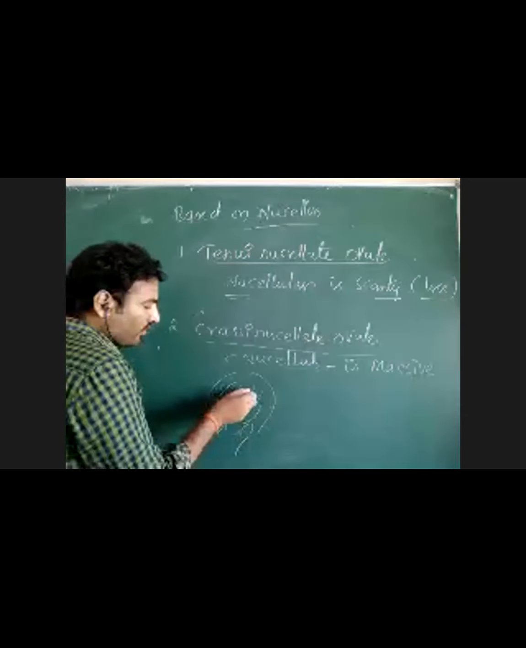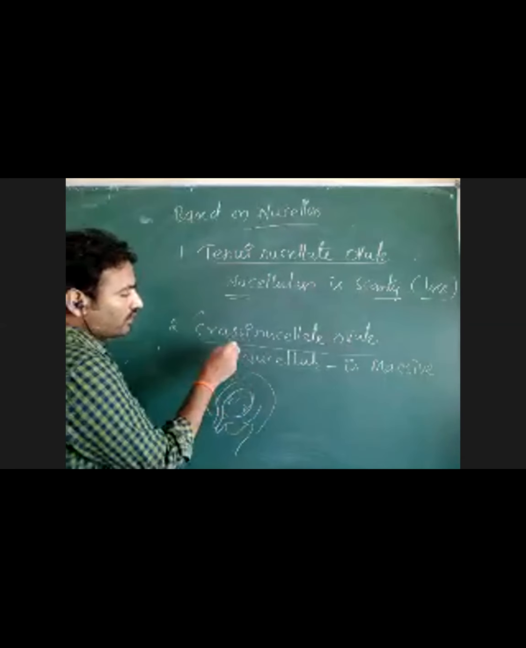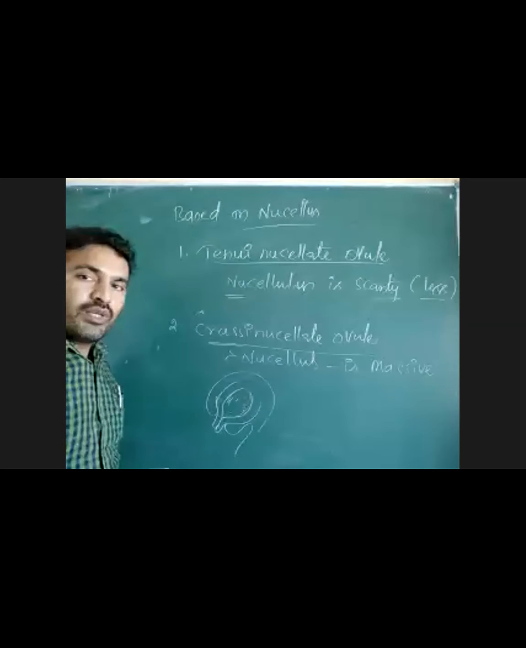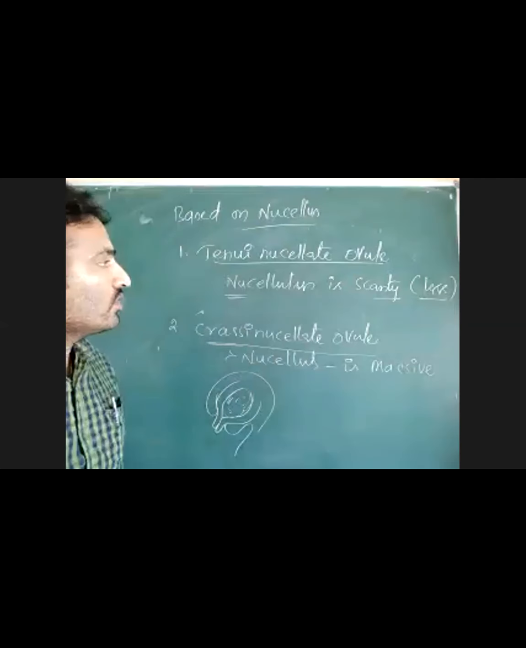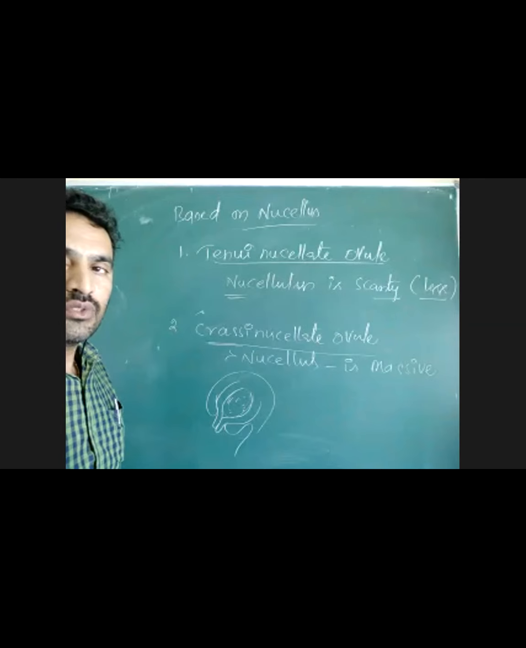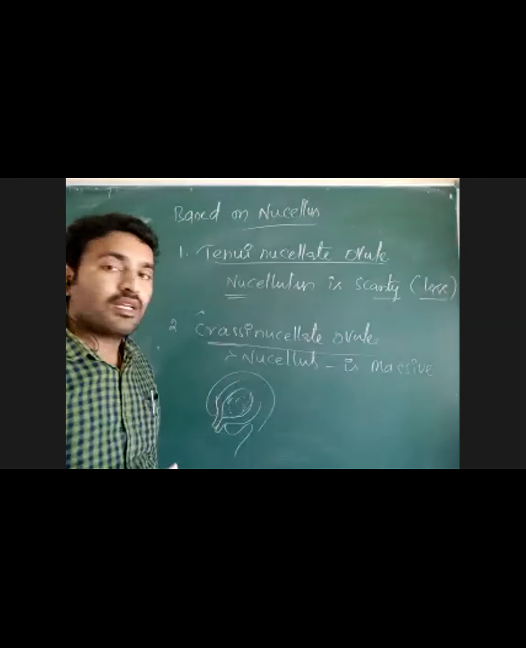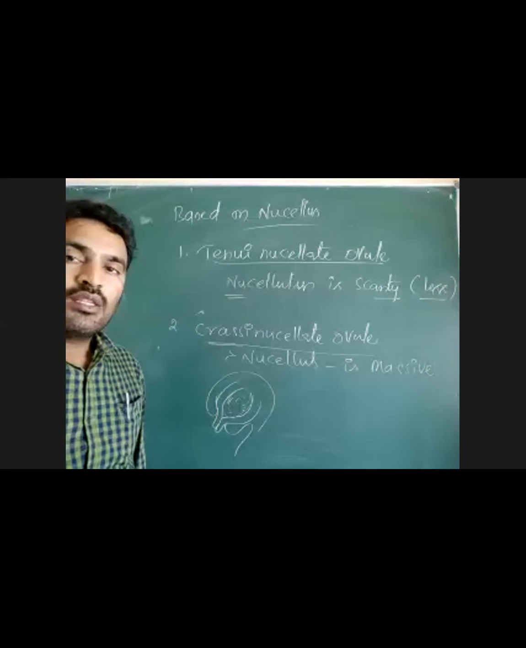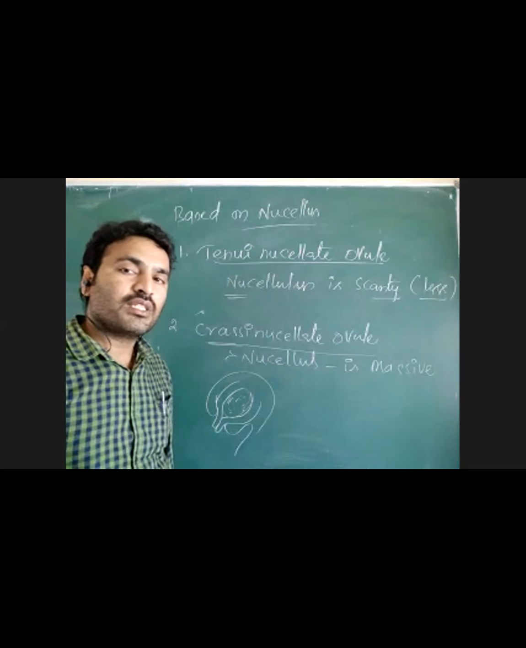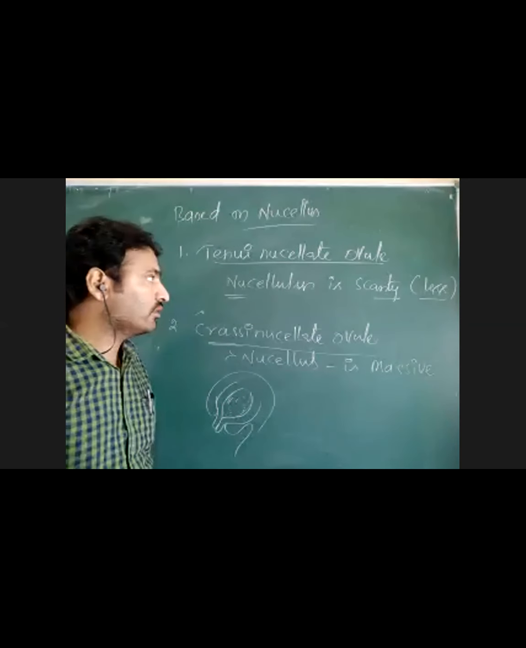If there is presence of a large amount of nucellus, then it is called a crassinucellate ovule. We cannot differentiate tenuinucellate and crassinucellate based on the plant. That means different plants do not have only crassinucellate or tenuinucellate ovules. The amount of nucellus is not different in different plants.